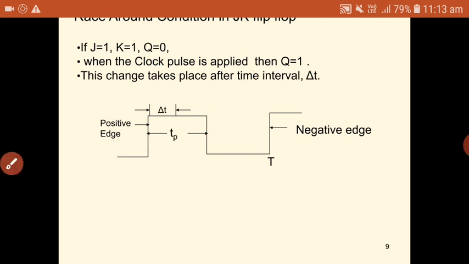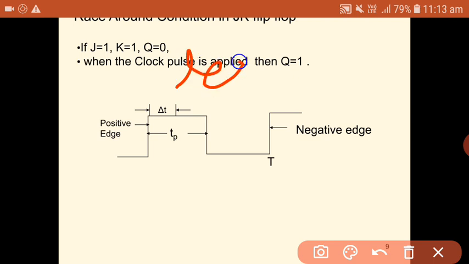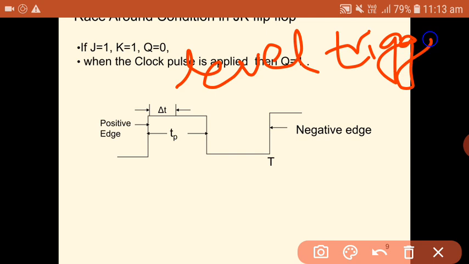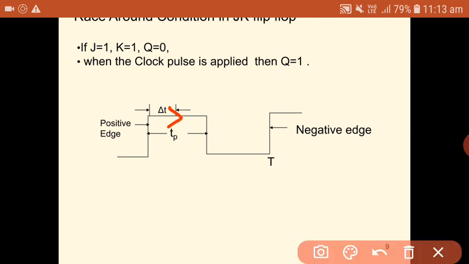So let us assume level triggering clock is applied to the JK flip flop. What do you mean by level triggering? During this instant of time, if some input changes are occurring, then it will be reflected in the output. So that is the meaning of level triggering.